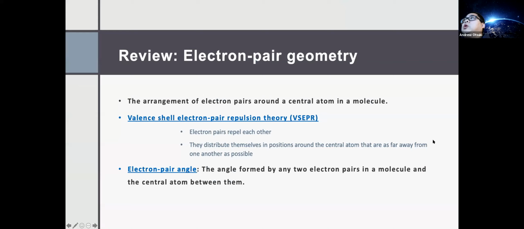The assignment's going to have you review electron pair geometry and remember what sp3, sp2, and sp hybridizations are. So remember, they're based on the arrangement of electron pairs around a central atom, based on electron pairs tending to repulse each other. So they'll form shapes that have the maximum distance between electron groups. And the electron pair angle tells us what kind of geometry it likes to adopt.